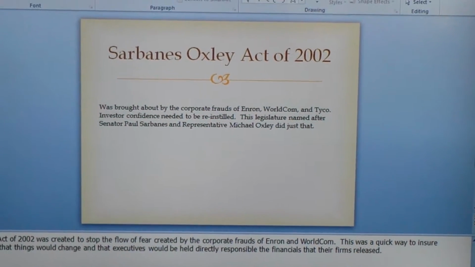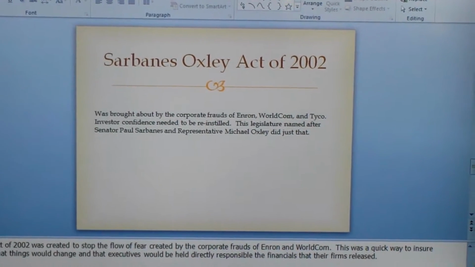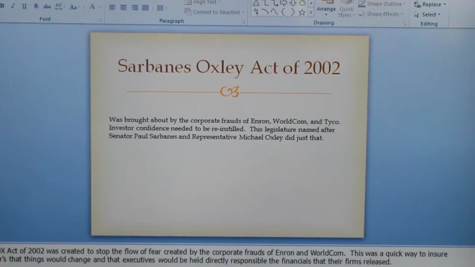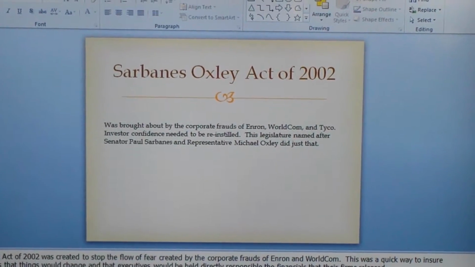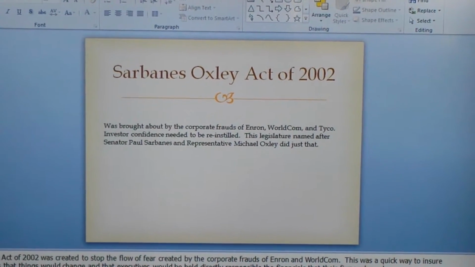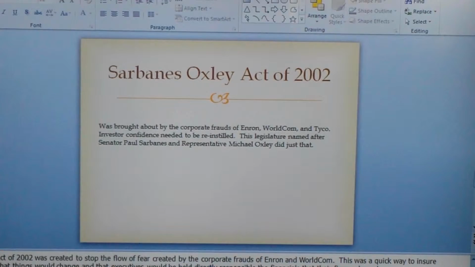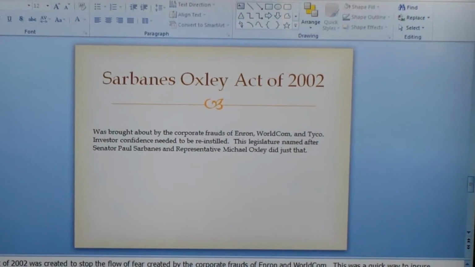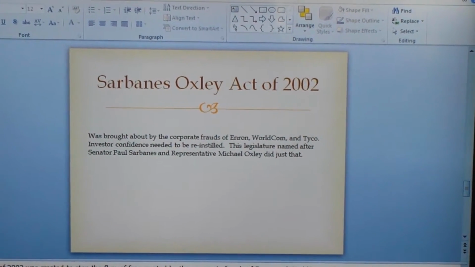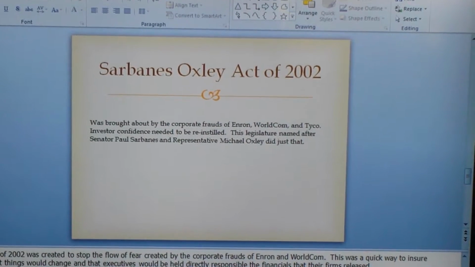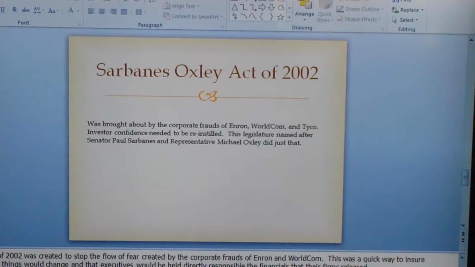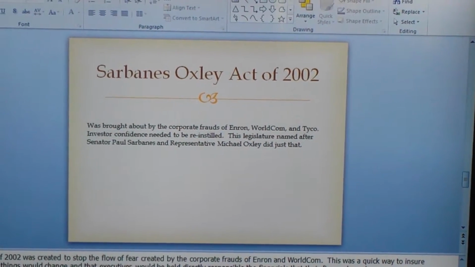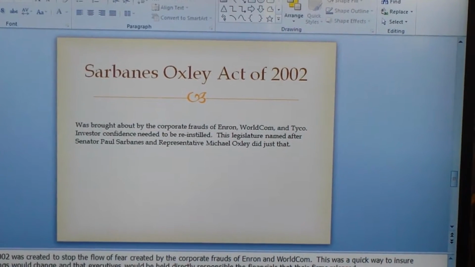So we have the Sarbanes-Oxley Act of 2002, otherwise called the SOX Act of 2002. It was brought about, or partially brought about, by the corporate frauds of Enron, WorldCom, and Tyco. Investor confidence needed to be reinstilled, and this legislation was named after Senator Paul Sarbanes and Representative Michael Oxley. The SOX Act of 2002 was created to stop the flow of fear created by the corporate frauds of the early 2000s. This was a quick way to assure investors that things would change and that executives would be held directly responsible for the financials that their firms released.